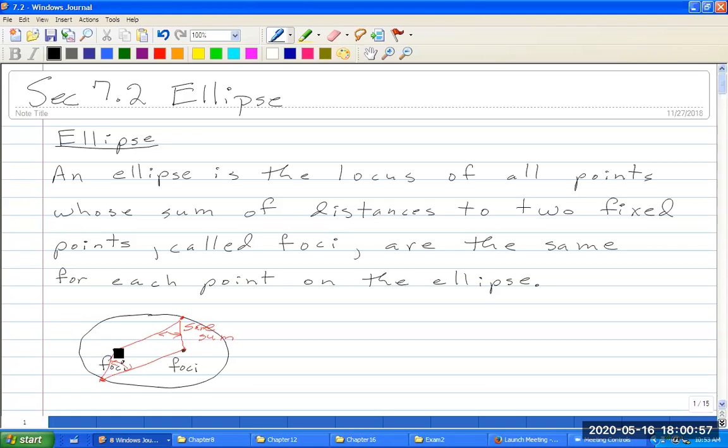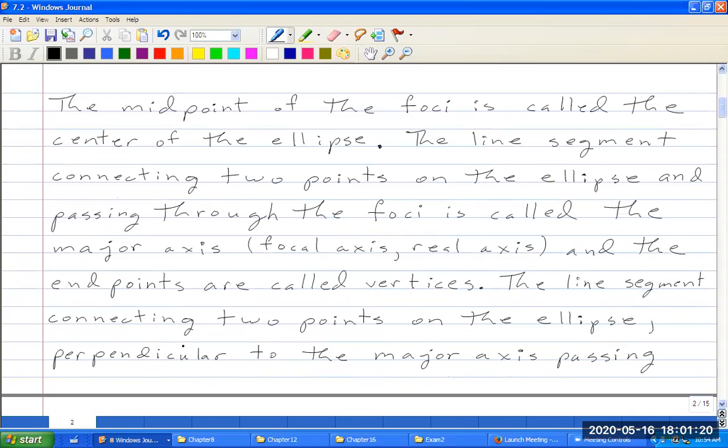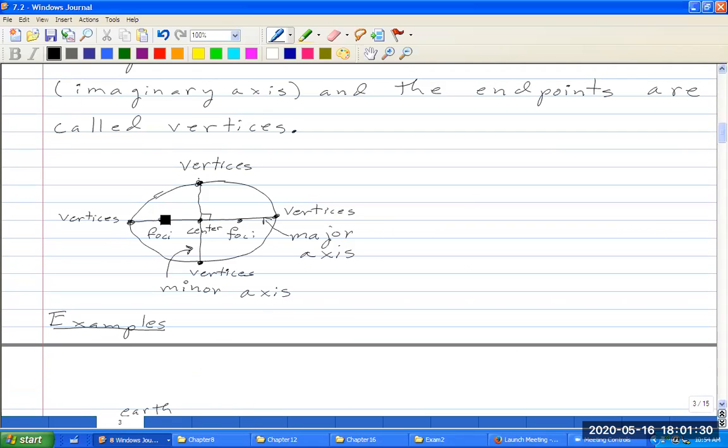So this distance from here to here and back, from here to here and back, is always the same. The midpoint of the foci is called the center of the ellipse. So the midpoint of these foci is called the center of your ellipse.